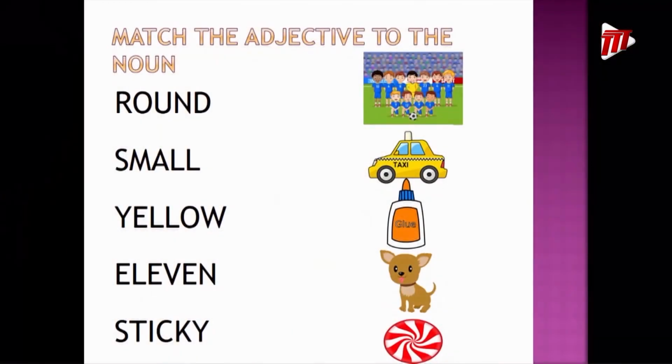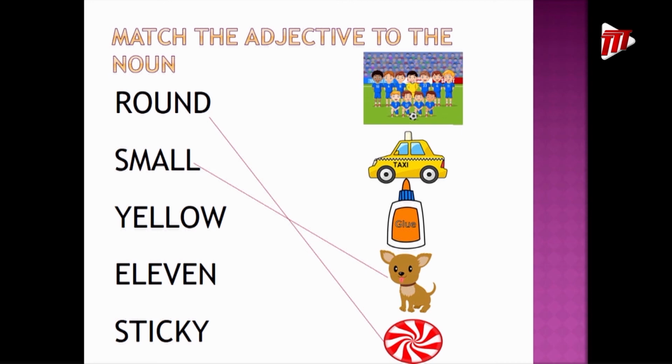Now let's play a fun game. Can you match the adjective to the noun? So let's name the adjectives on the left. Round, small, yellow, 11, sticky. If you match round to the candy, then you are correct. The round candy. Let's try small. What about matching small to dog? Very good.